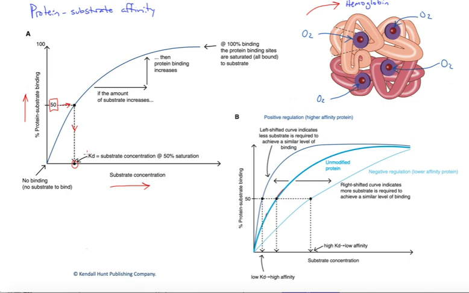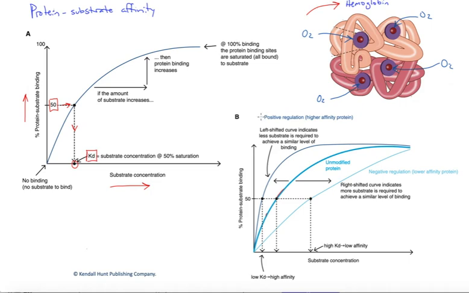Now, that value, that amount of substrate required to generate 50% saturation, is called the dissociation constant. Right? And it is a measure of what is called affinity. And again, that's the strength with which a protein binds to its particular substrate.